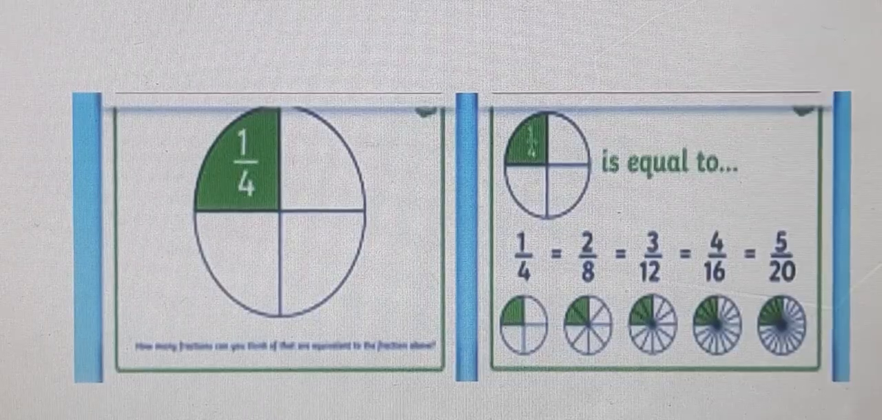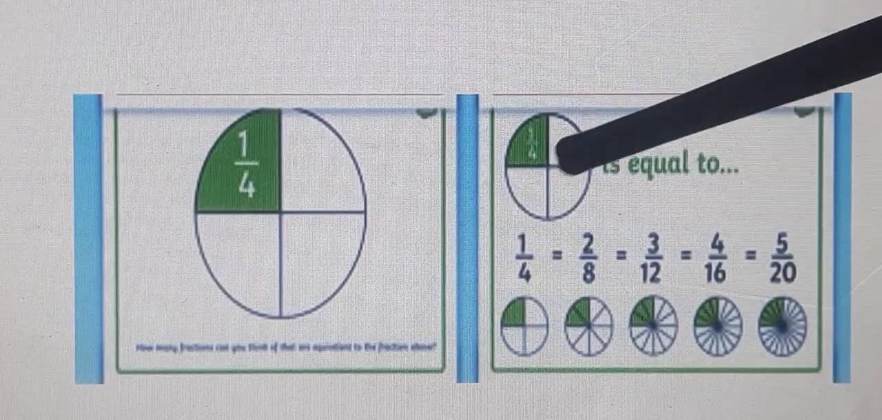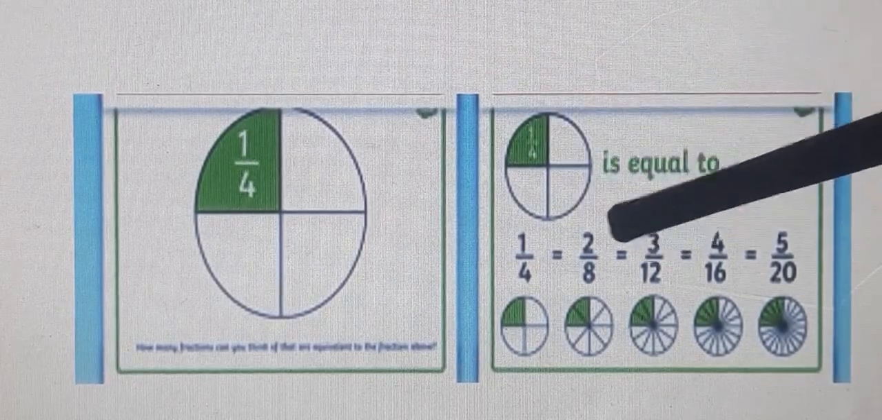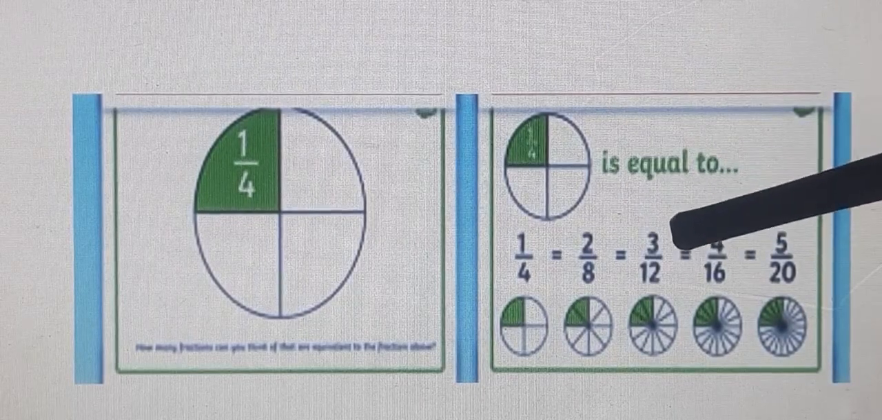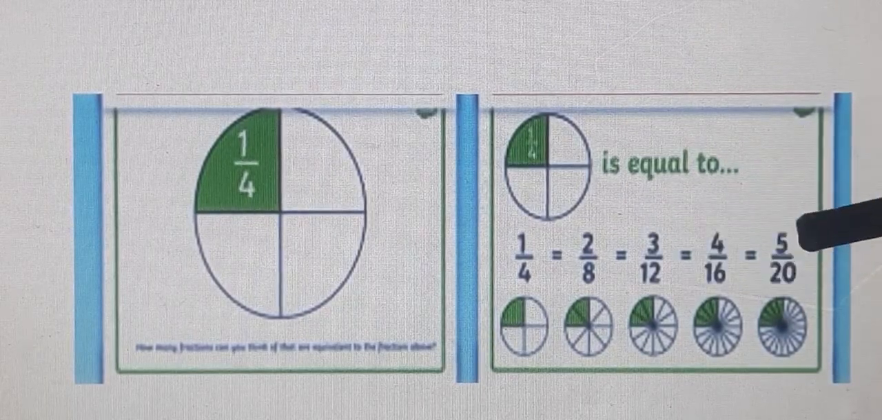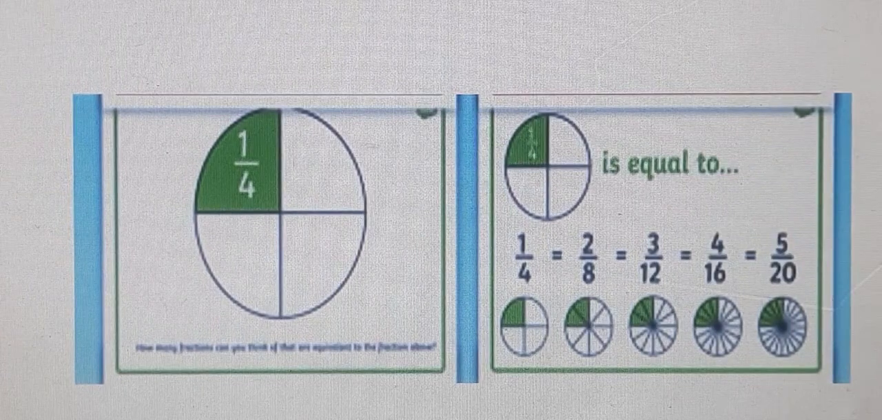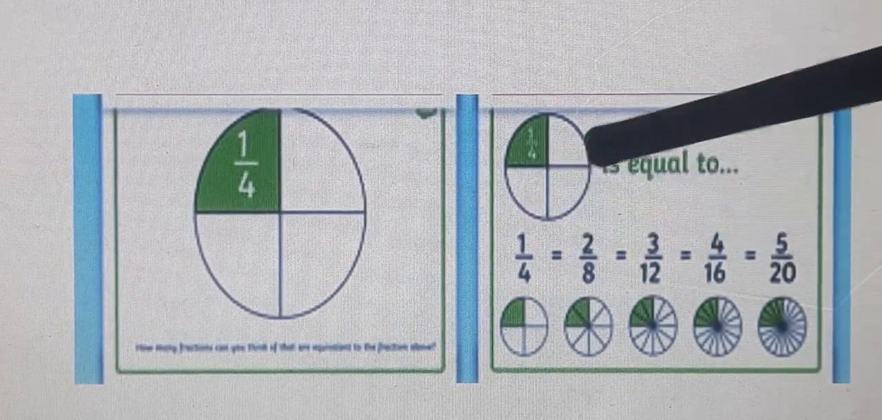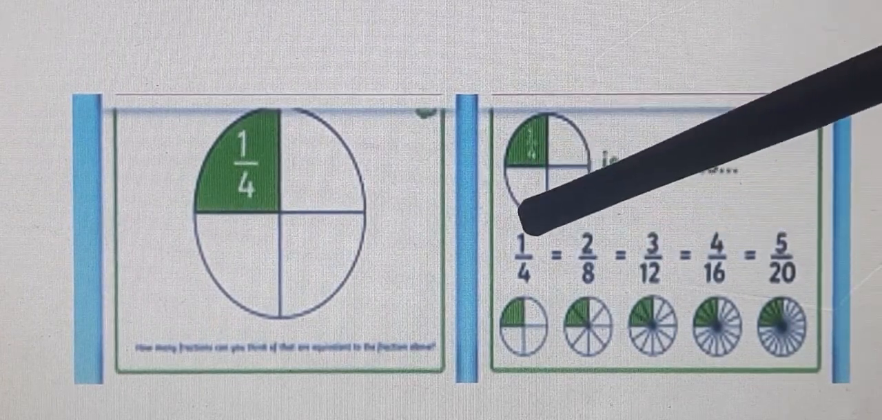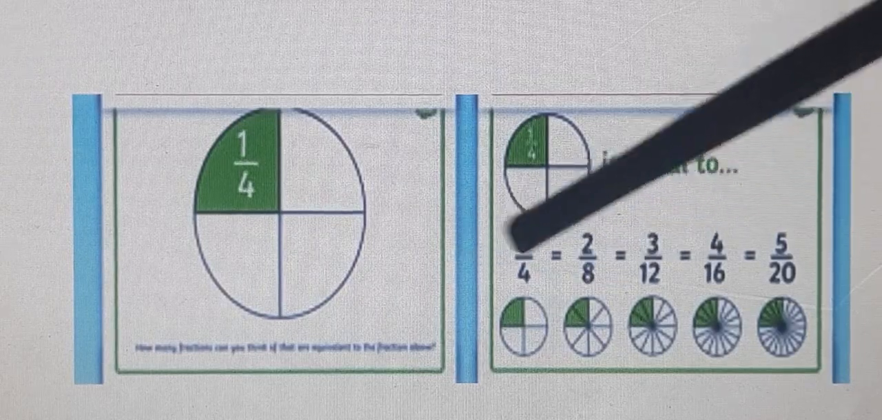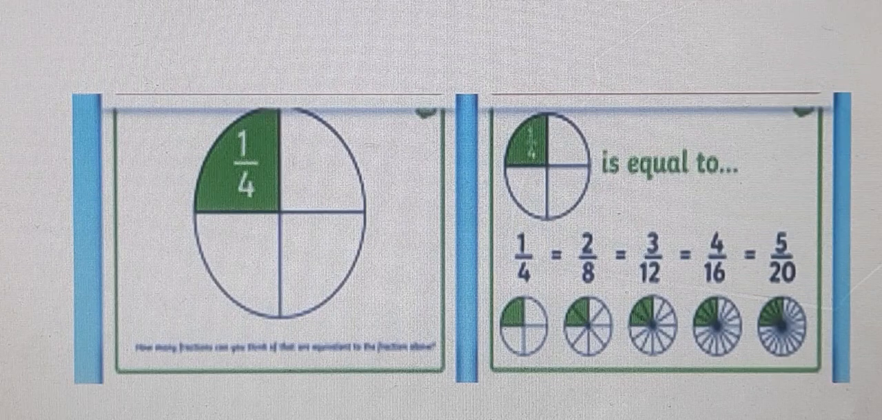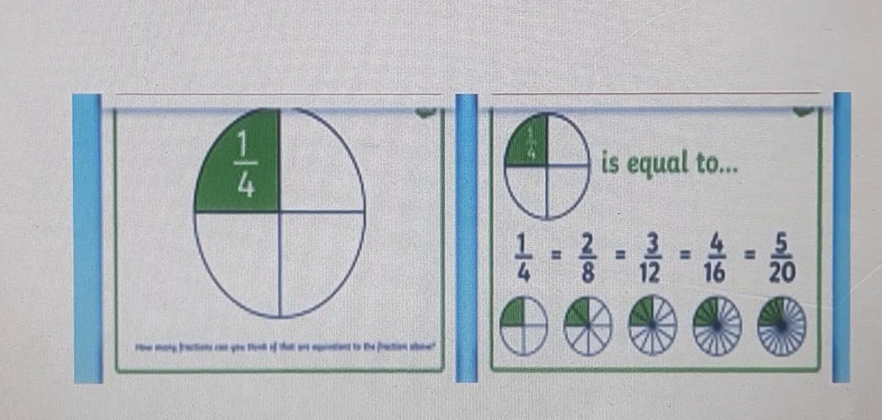Look here, this example. 1 upon 4 is equal to 2 upon 8 is equal to 3 upon 12 is equal to 4 upon 16 is equal to 5 upon 20. Now we will check this. What was written in our definition? When we cross multiply, 8 ones are 8, 4 twos are 8. Both the sides are getting 8 and 8. So these are equivalent fractions.